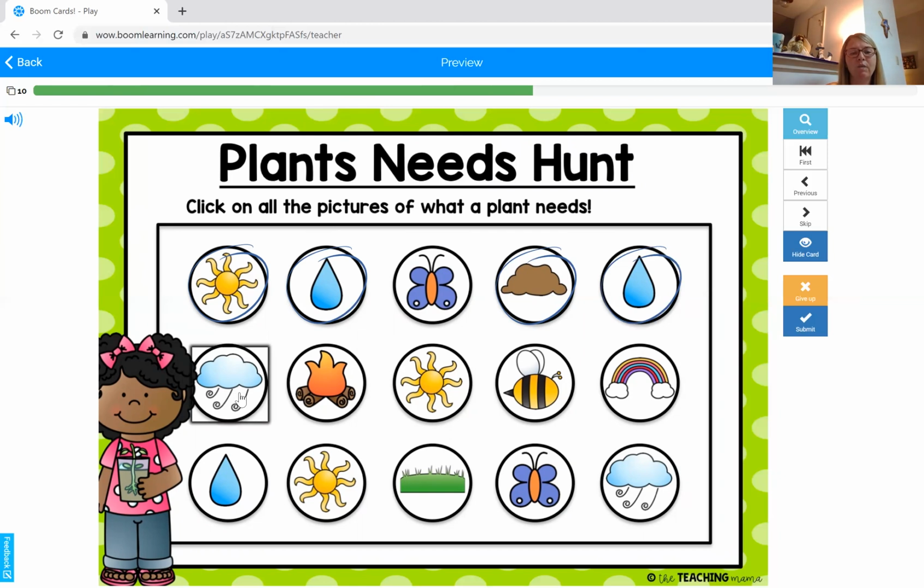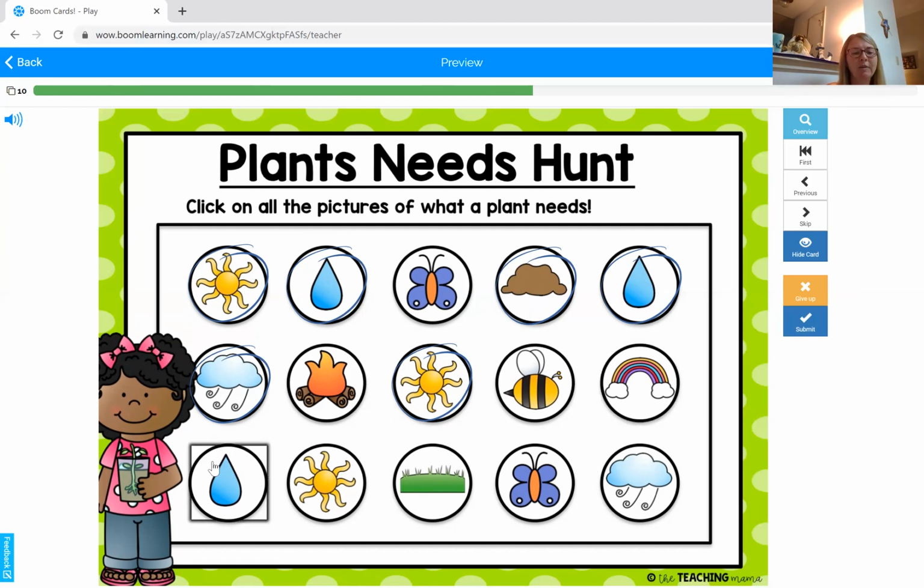And second row, this is a picture of the air. We know it needs air. Does a plant need fire? No. Does a plant need sun? It does. Does a plant need a bumblebee? It doesn't. Does a plant need a rainbow? No, although it's very pretty.